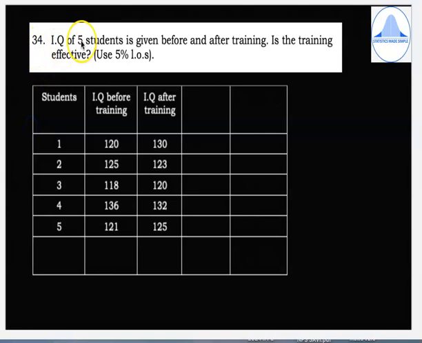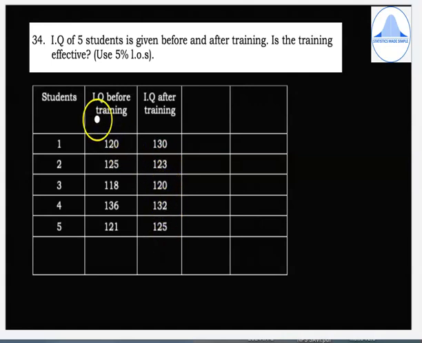34th question, IQ of 5 students is given before and after training. Is the training effective? Use 5% level of significance. Now, usually when a question has before and after, it comes under the paired t-test. That is t-test for equality of means for dependent samples. So in the first column, they have given us the students 1, 2, 3, 4, 5. Then their IQ before training as 120, 125, 118, 136, 121. And their IQ after training, this is for the same set of students, is 130, 123, 120, 132, 125.